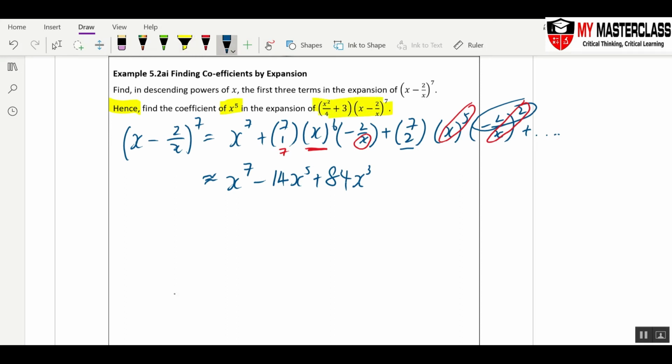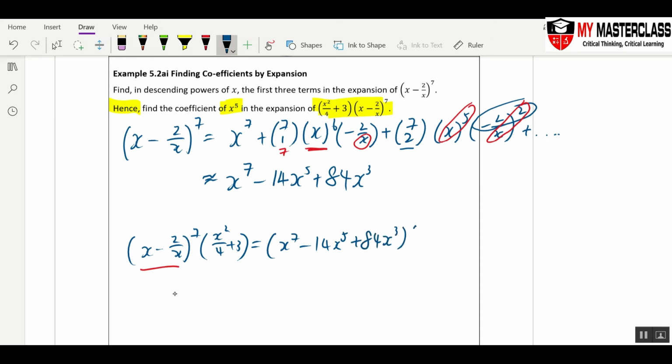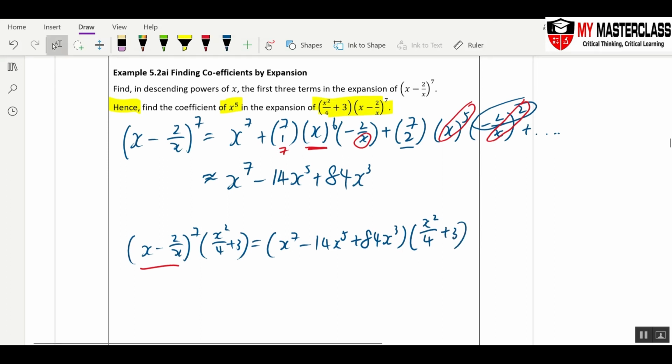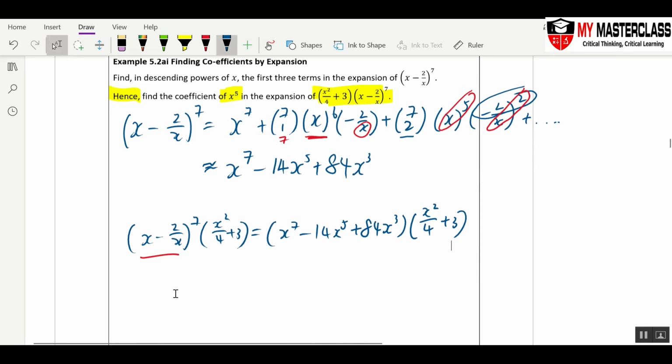So for x minus 2 over x to the power of 7 multiplied by x squared over 4 plus 3, the first part, they ask you to expand for a reason. Use the expanded version, which is 14x to the power of 5 plus 84x cubed. Then we write down x squared over 4 plus 3. Now, I want the coefficient of x to the power of 5. Follow this method, terms with x to the power of 5.